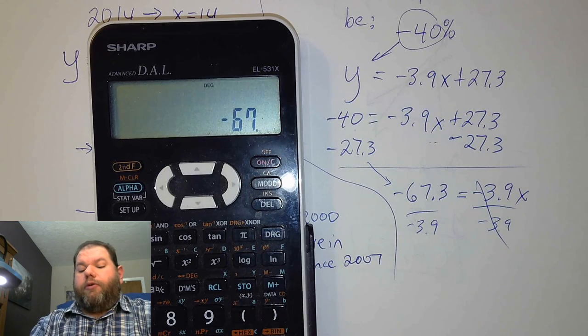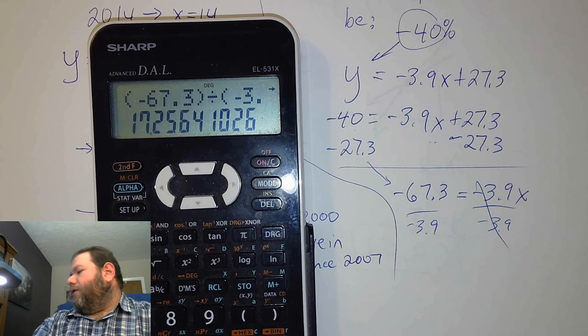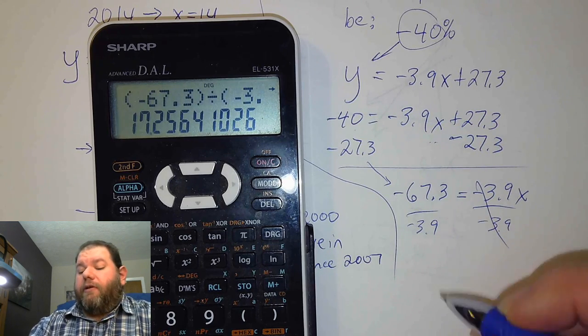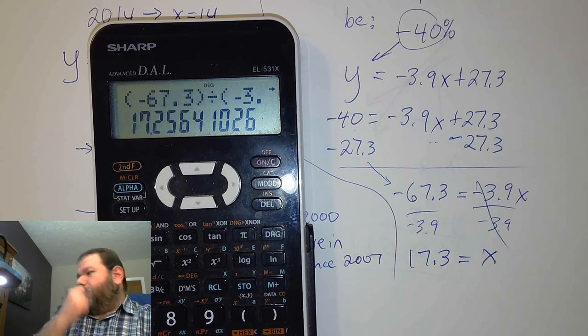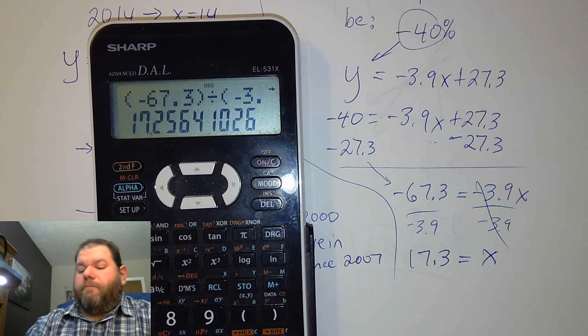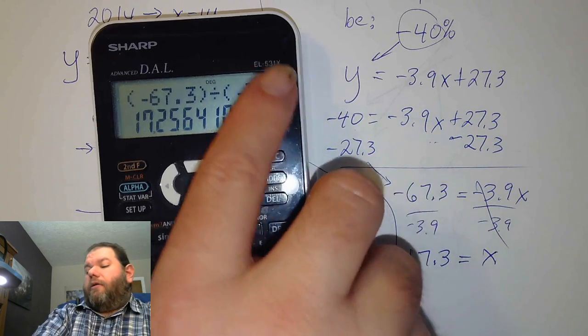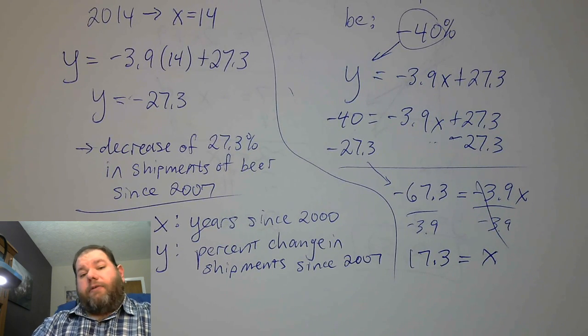Negative 67.3 divided by negative 3.9. Okay, so I get 17 point, let's call it 17.3. We'll just go one other place. So we get x equals 17.3.